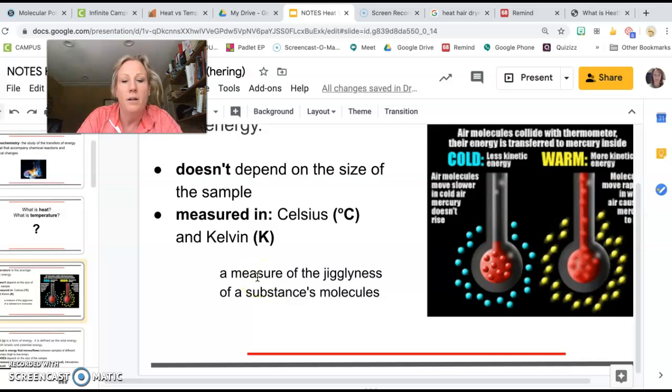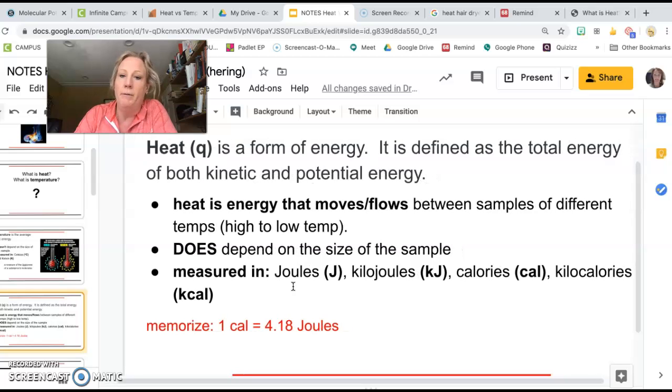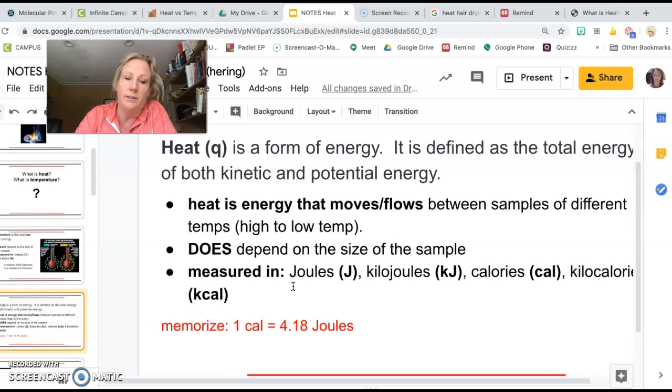And we know that temperature is measured in units of Celsius. We know we can convert easily to Kelvin. In the United States, we use Fahrenheit. So those are temperature units. And then heat is different. Heat is energy. And if you remember from physical science, energy is measured in units of joule.